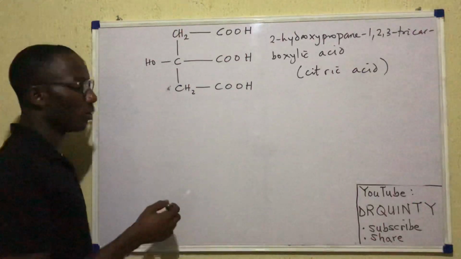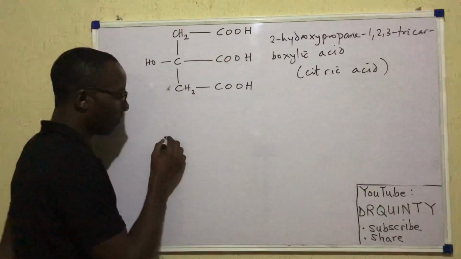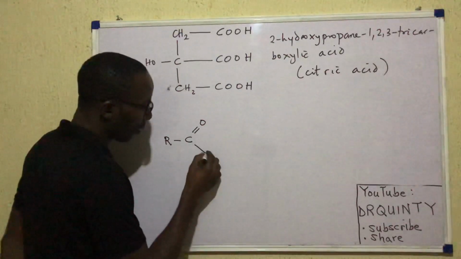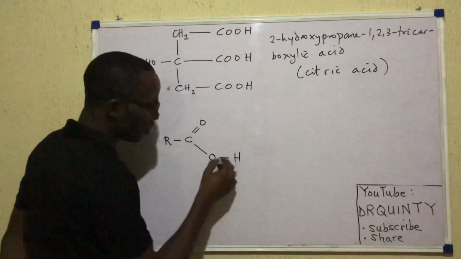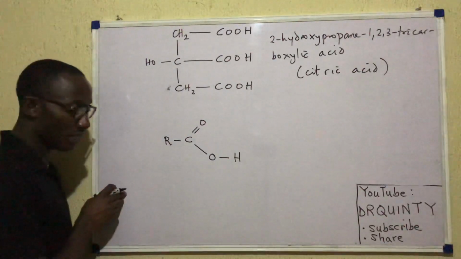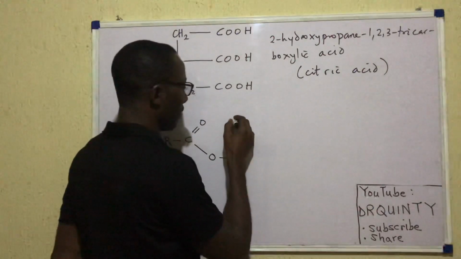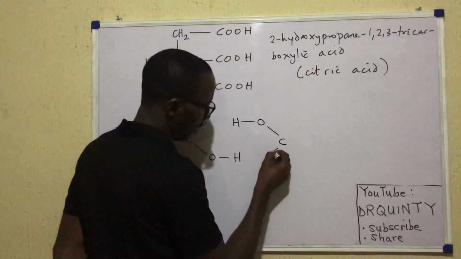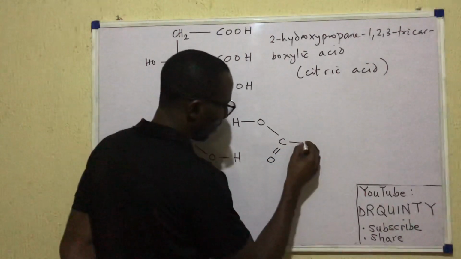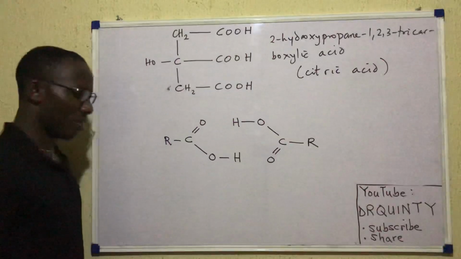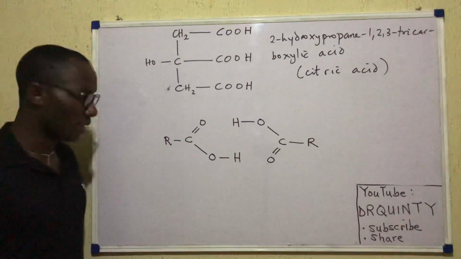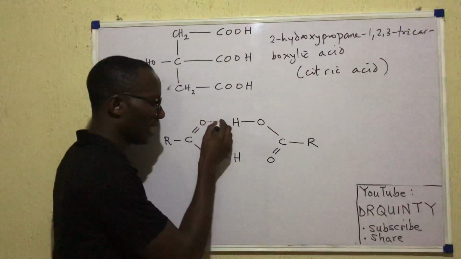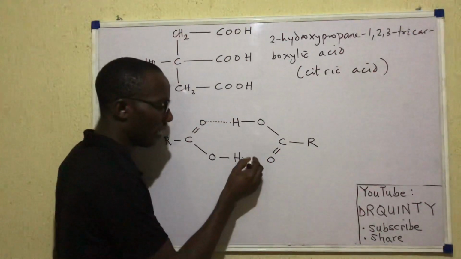Now this is what we call dimerisation. We have R, C, O, O, H. That's the general formula for an alkanoic acid. I'll repeat that formula on the right. So I have H, O, C, double bond O, then R. So I've written the alkanoic acid formula twice, and then I'm going to connect these two formulas by hydrogen bonds like this, 1 and then 2.